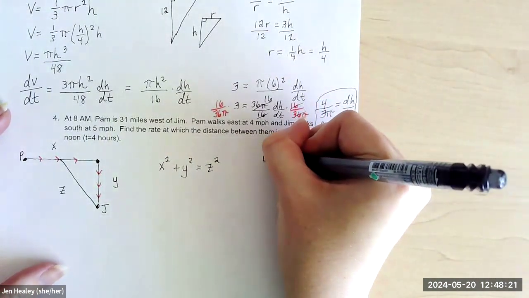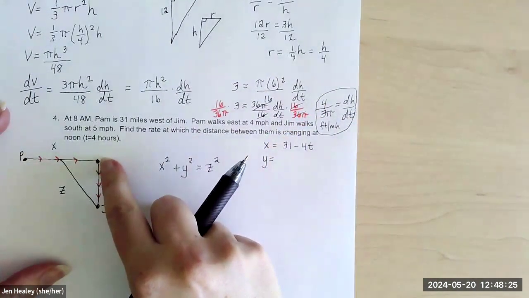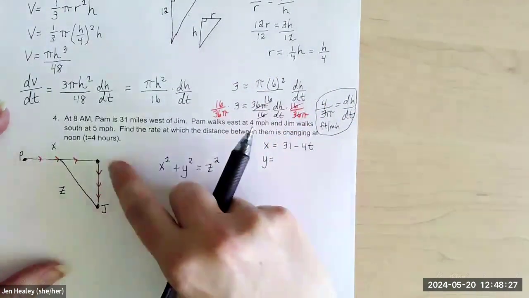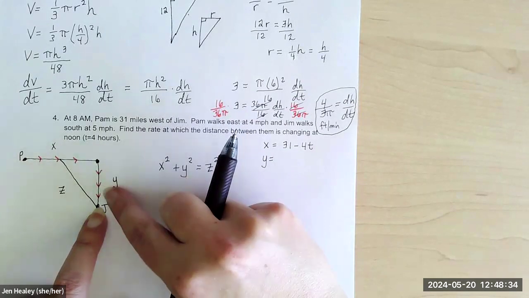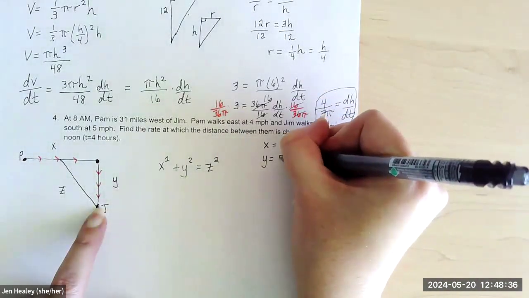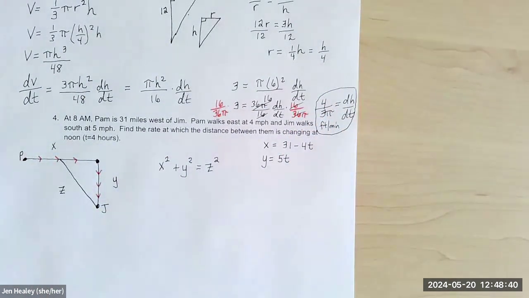In the y direction that Jim is walking at 5 miles per hour, Jim started right here and ends up down here. He's doing 5 times however many hours he goes, right? So it would be 5 times t for him. Is that okay? Instead of 31, because he's not west, he's gone south.